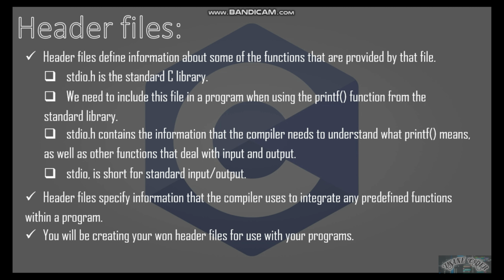Specifically, the functionality that we want to use in our example first program is this function called printf, which allows us to display output to the console. By including stdio.h in our source code, we're saying that in order to compile and use this printf functionality, we need to include this file. Header files specify information that the compiler uses to integrate and utilize any reuse code, any functions within a program.